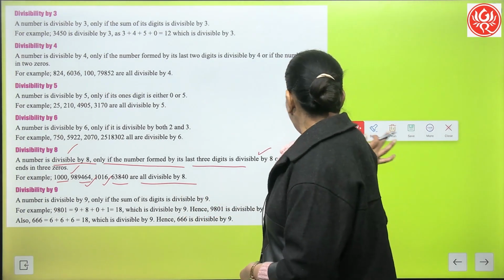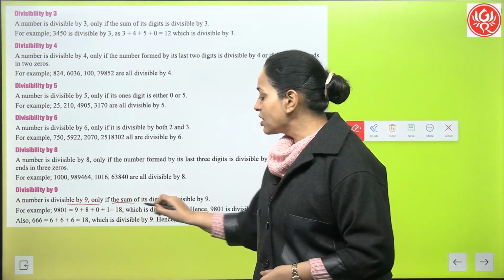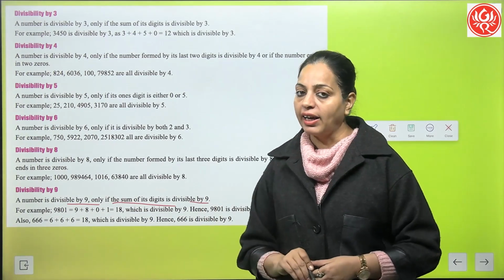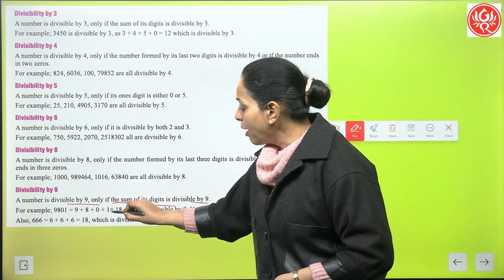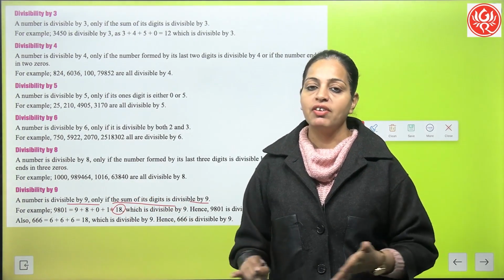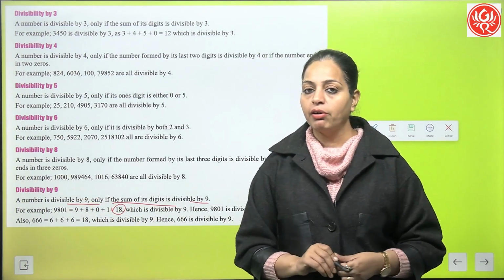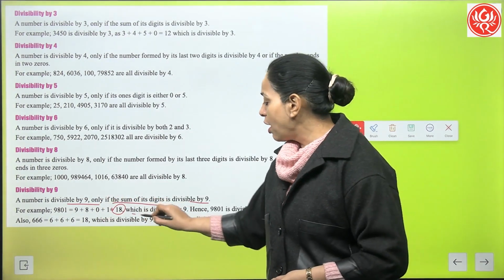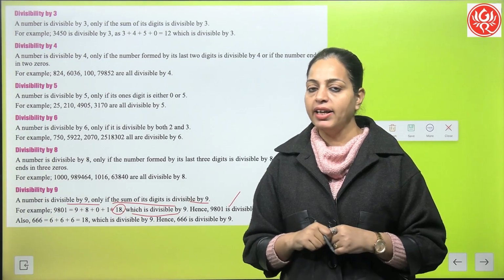Now divisibility by 9. A number is divisible by 9 only if the sum of its digits is divisible by 9. हम इसमें भी क्या लेंगे, sum of digits लेंगे. अगर sum 9 का multiple है, then that number is divisible by 9. For example, 9801. Take the sum of the digits. It is 18, which is a multiple of 9. Hence, this number is divisible by 9.